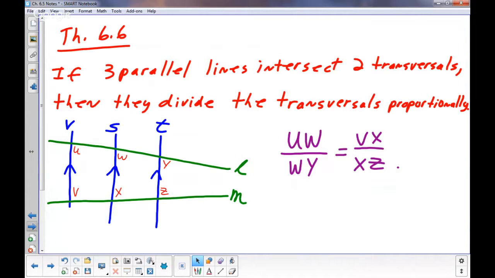It still works out. And we see that if we take the segments that are created, we have UW, WY, VX, and XZ. Those four segments are proportional to each other. So UW to WY is the same as VX to XZ. You could also go, if you really wanted to, just the parts in between each parallel line, UW to VX or WY to XZ. You'll still hold the same properties. So do not worry about that. Either way it works, they will always be proportional.